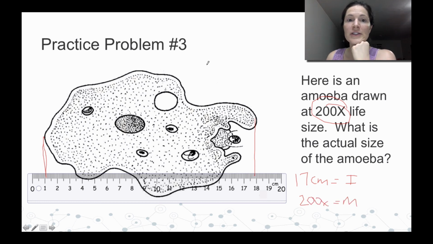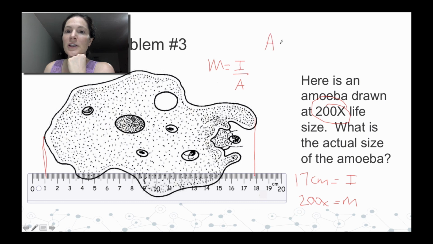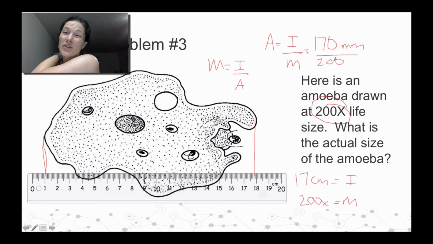And so what you're going to do is just this: magnification equals image over actual. And then since you're looking for the actual size, you might as well just rewrite the equation: actual equals the image over the magnification. And then we can do, so let's do 17 centimeters as millimeters, 170 millimeters, and then divided by the magnification, it's 200. So if we do this, we're going to get our answer in millimeters, which is okay.